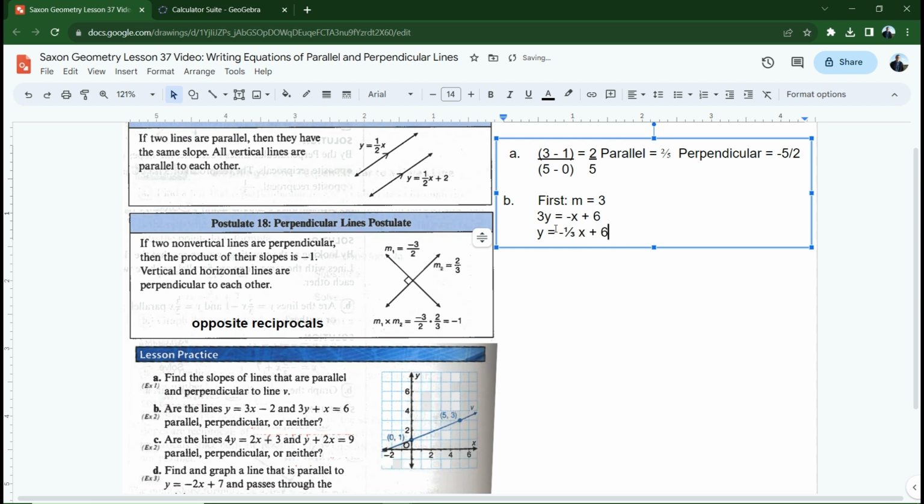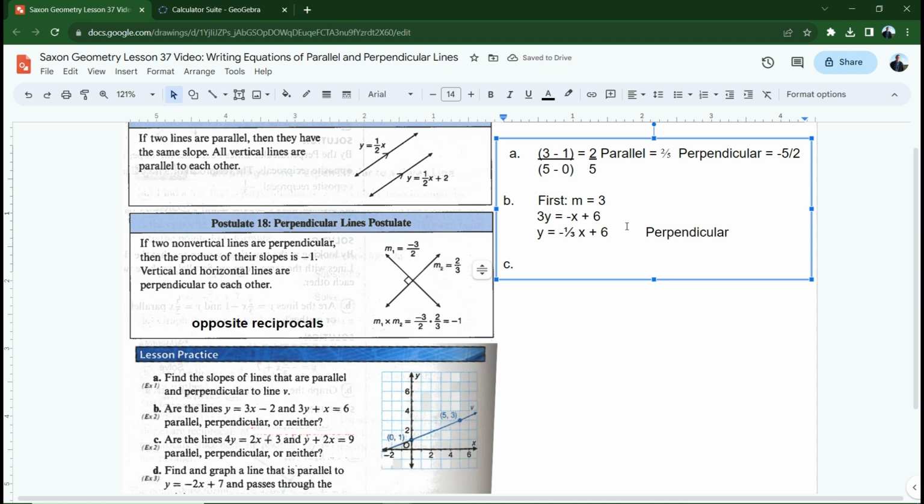Now, is negative 1/3 the opposite of the reciprocal of 3? And the answer to that is yes, it is the opposite. So these lines are perpendicular because the slopes are opposite reciprocals of each other.